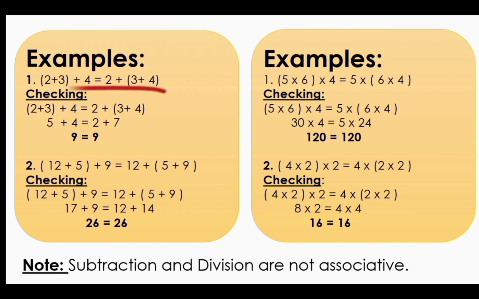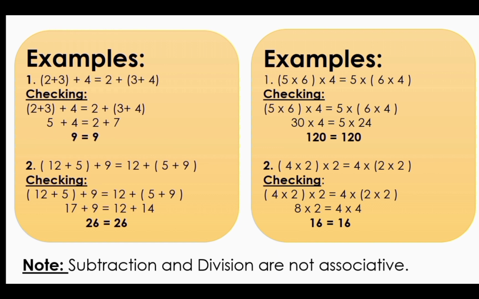Examples. The quantity 2 plus 3, plus 4, is equal to 2 plus the quantity 3 plus 4. So, remember, if we have operations inside parentheses, you have to do this first. So, on the left, 2 plus 3 is 5, and we will add 4. 5 plus 4 is equal to 9. On the other side, 3 plus 4 is inside the parentheses, so we have 7, plus 2, or 2 plus 7, is equal to 9.